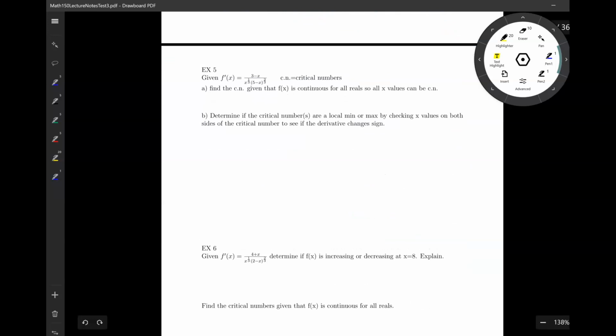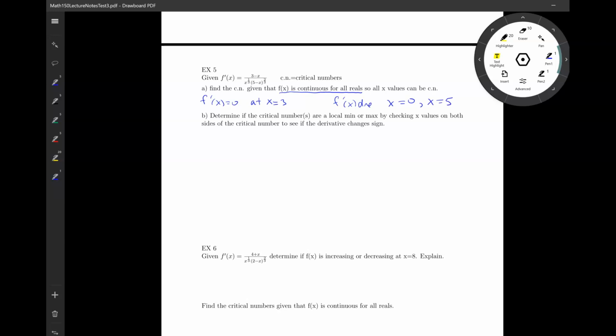Okay, so another type of problem you could be given is I'm giving you what the derivative is equal to. I wouldn't want you to find the antiderivative, but I'm telling you the function is continuous for all reals. So any x value could be a critical number. So I know that the derivative will equal 0 where the numerator is equal to 0, so that's 3. And the derivative doesn't exist where the derivative has a 0 in the denominator, so that's going to be at x equals 0 and at x equals 5.